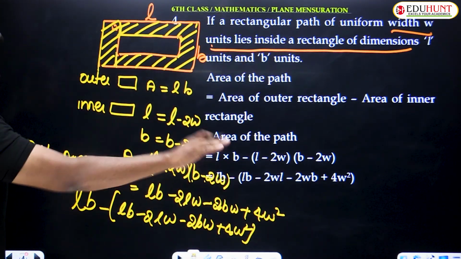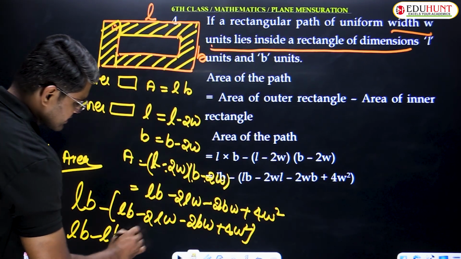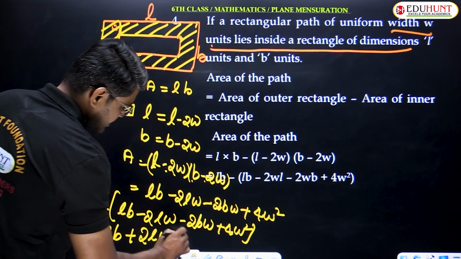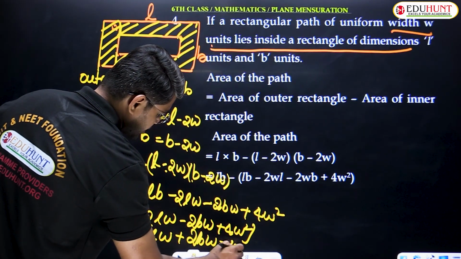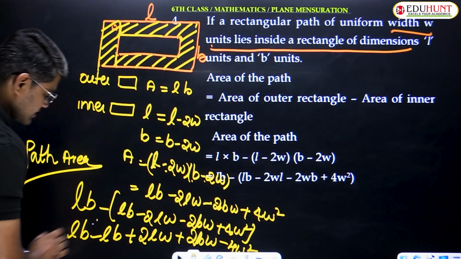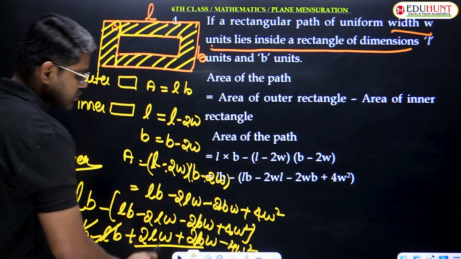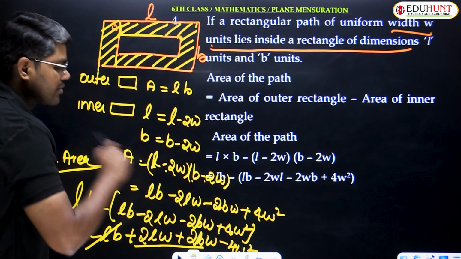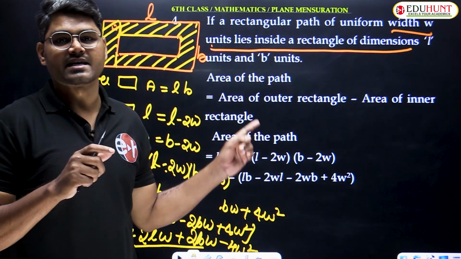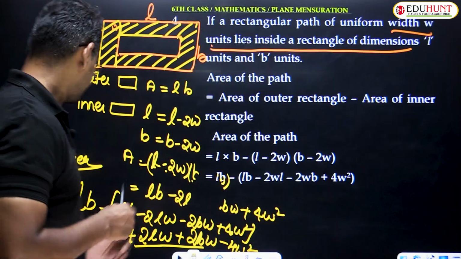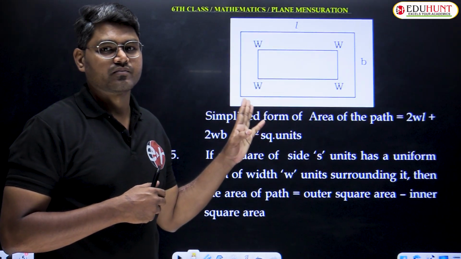Now multiply by minus all terms. LB minus LB plus 2LW plus 2BW minus 4W square. So this LB and this LB will be cancelled. So area of the path is 2LW plus 2BW minus 4W square in this case. Okay, right. This is the diagram which is related to this one.